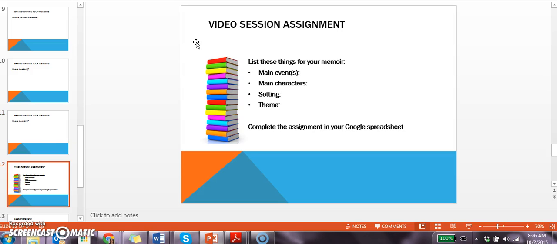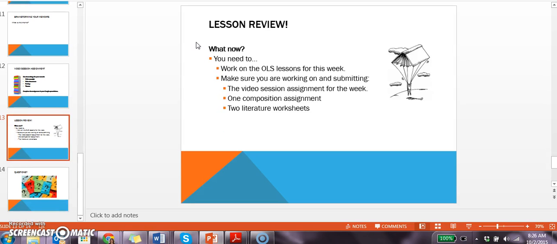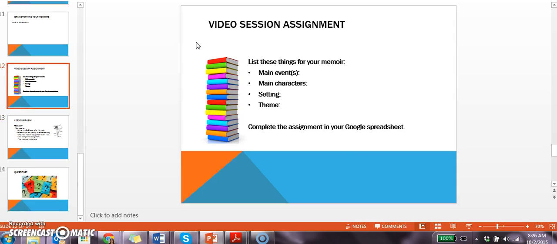All right, then the lesson assignment for you is to jot down these things that we went over, the main events, the main characters, the setting, and the theme, and you'll complete these in the Google assignment spreadsheet for this session.